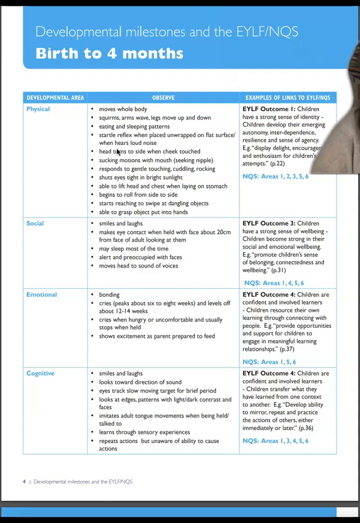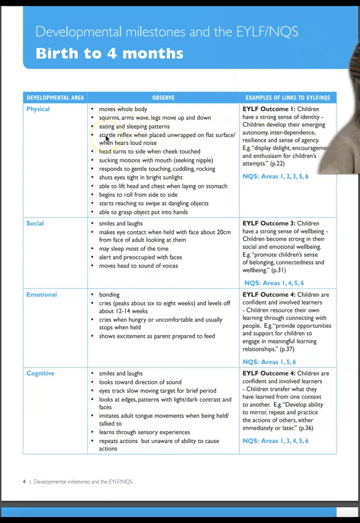So here you can see that we are talking about really young babies from 0 to 4 months, and you can see that they do have some evidence of developing physically, such as they move their whole body, they squirm, they wave their arms, they move their legs up and down. It's something that you probably observed with young babies, infants. They have some eating and sleeping patterns, but they usually are not set up yet.